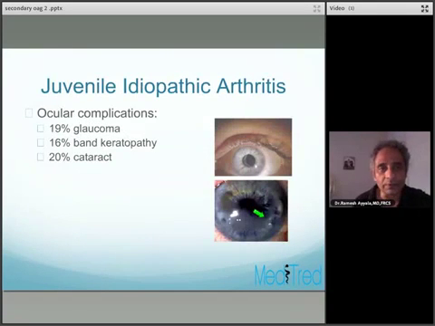Let's move on to juvenile idiopathic arthritis. Again, a rare disease that you probably will not see in your clinical practice, however, frequently asked in the exam.